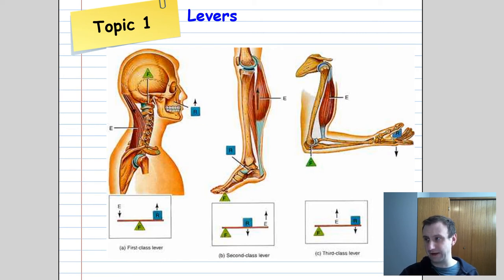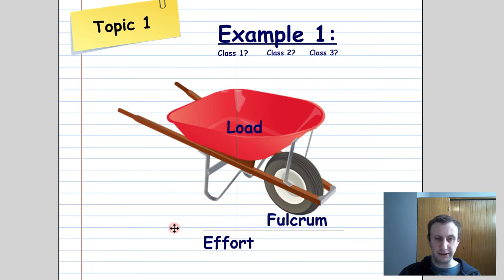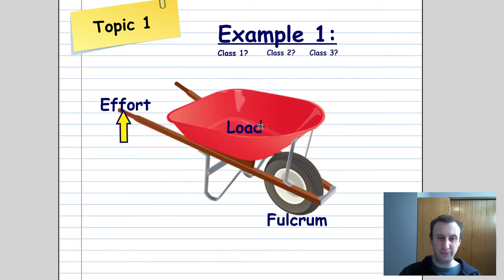So interesting stuff. We have all sorts of levers inside of our body that are able to accomplish different things. So take a look at this wheelbarrow and you tell me, do you think this is a first, a second, or a third class lever? Our fulcrum would be the wheel here. My load is in the middle and the effort is right here. So based on the fact that I have the load in the middle, fulcrum is 1, 2, 3. This is a class 2, a second class lever.